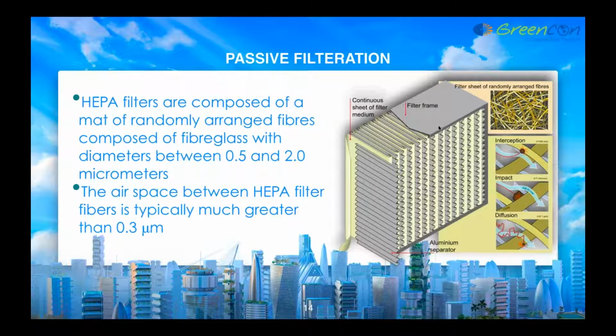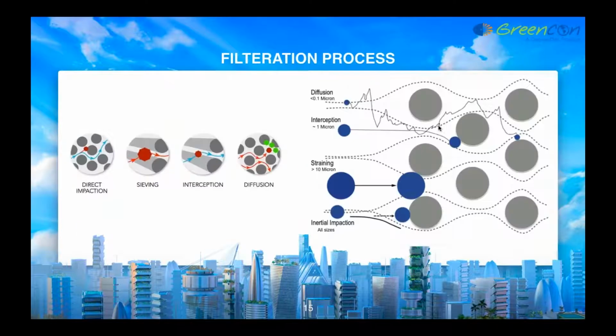Now how does that happen? When we talk of HEPA, they are basically a kind of paper media manufactured using either PTFE membranes or fiberglass membranes, with fiber diameters between 0.5 to 2 micron, and the spaces between them are typically much more than 0.3 micron. Then how does it handle 0.3 micron with an efficiency of 99.95 or 97?